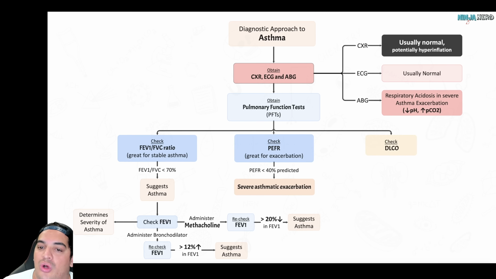The last thing that you could do, if you really want to go the extra step, especially as we talked about in PFTs, is you can check a DLCO. This is the diffusion limitation.